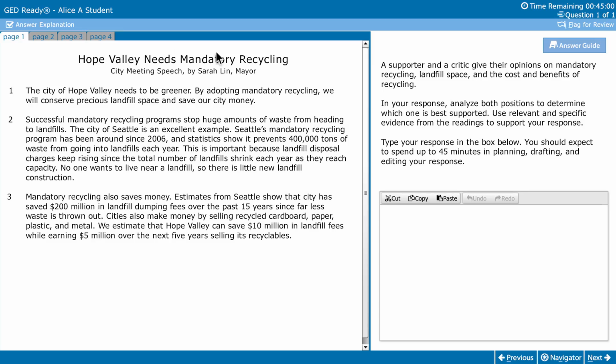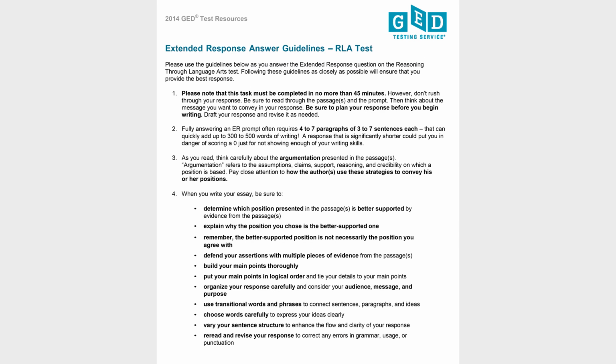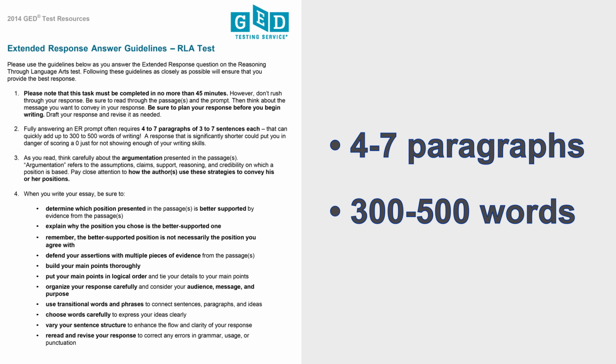When you arrive at the testing center, you will receive a copy of the Extended Response Answer Guidelines. You can also click on this button at the top right of the screen to refer to the guidelines during the test. The guidelines give you some tips for maximizing your score on the extended response. For example, you should write 4 to 7 paragraphs and about 300 to 500 words. The other videos in this series will cover many of the points included in the guidelines.